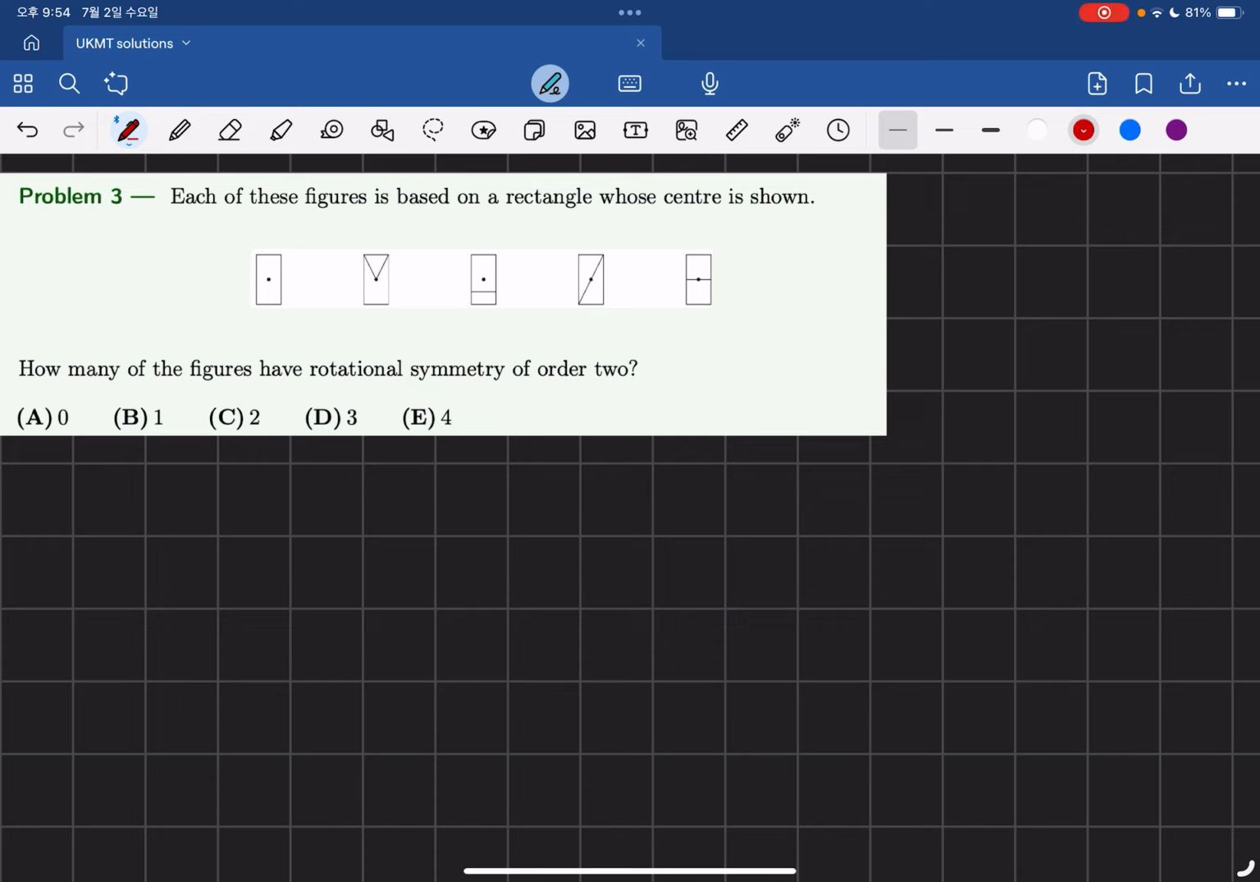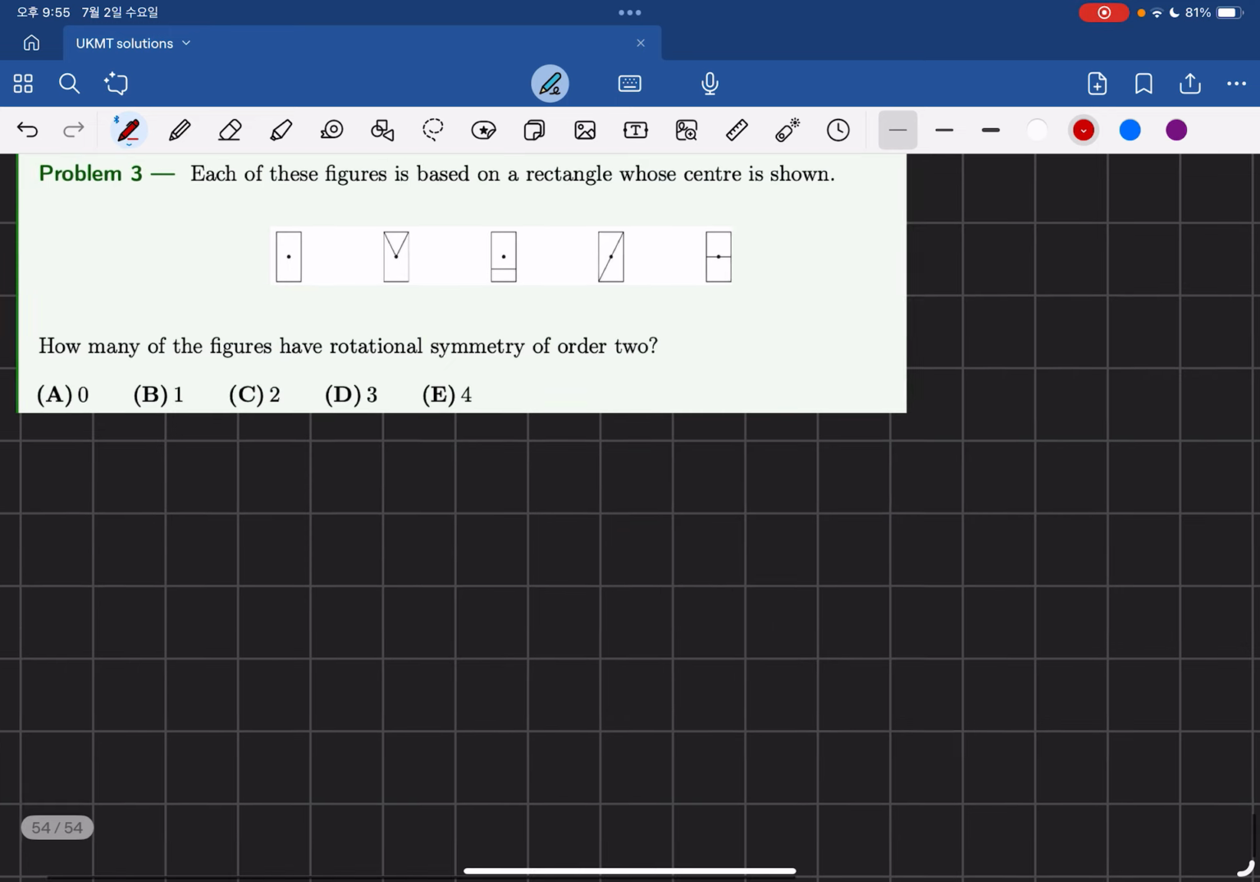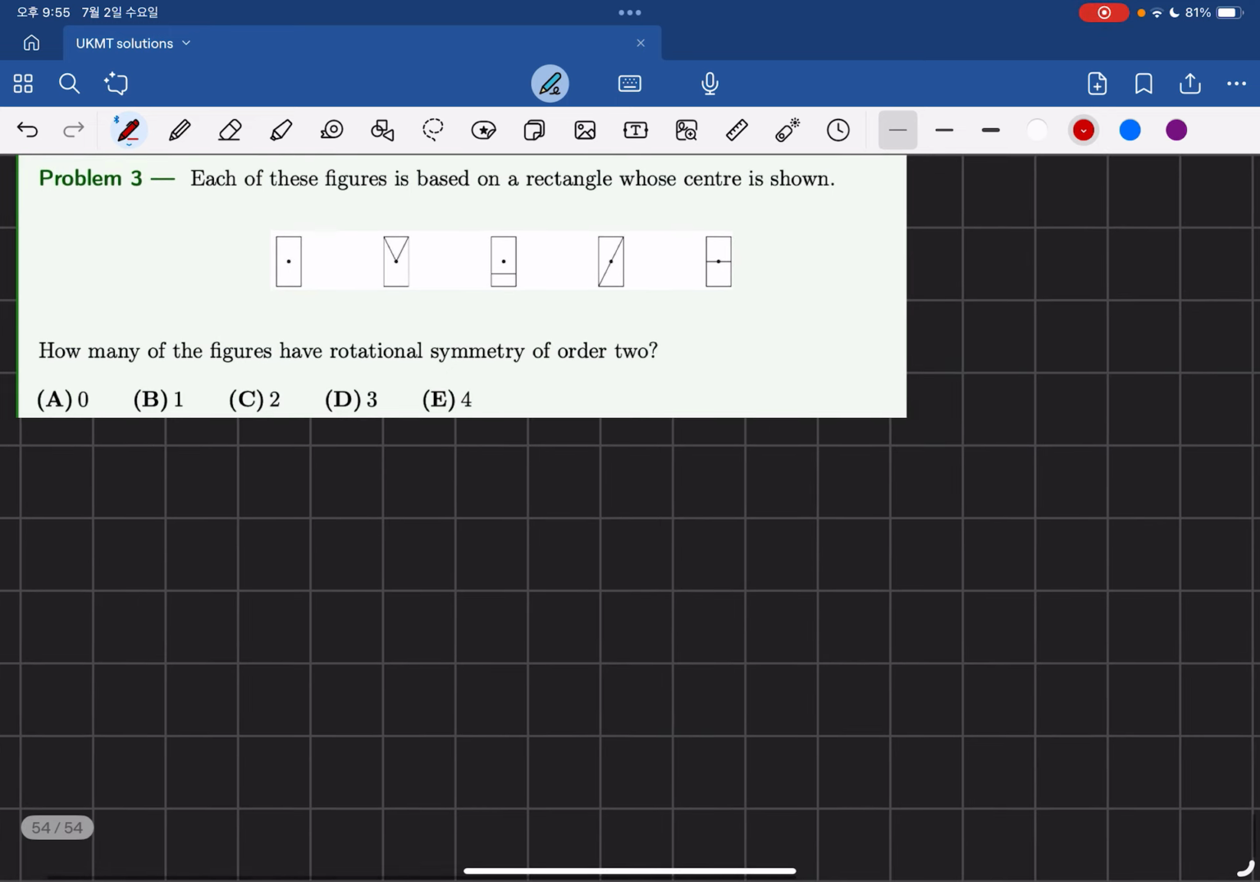Now rotational symmetry means a shape looks identical after being rotated by a certain angle around a central point. And the order of rotational symmetry indicates how many times the shape matches itself during a full 360-degree rotation. Now let's look at the first shape.